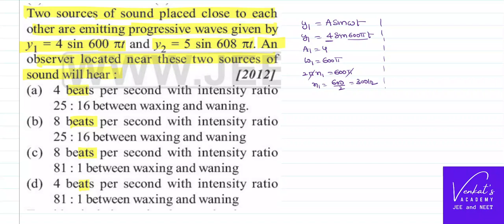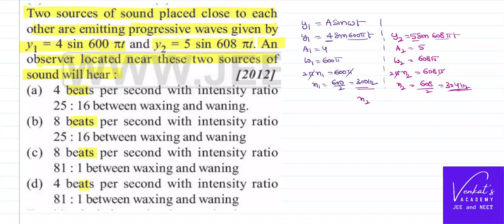Let's find out about the second case. Y2 is given to you as 5 sin 608 pi t, the same format. So amplitude A2 is 5 in SI units. Omega 2 is 608 times pi. Omega can be written as 2 pi into n, so pi can be cancelled. So n2 here is 608 by 2, that is equal to 304 Hz. So I know n1 and n2.